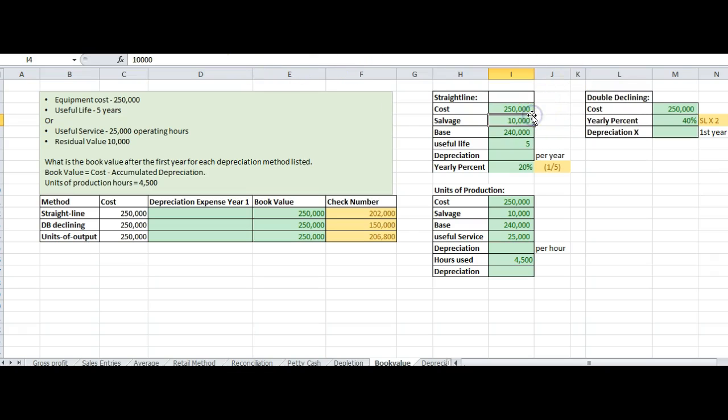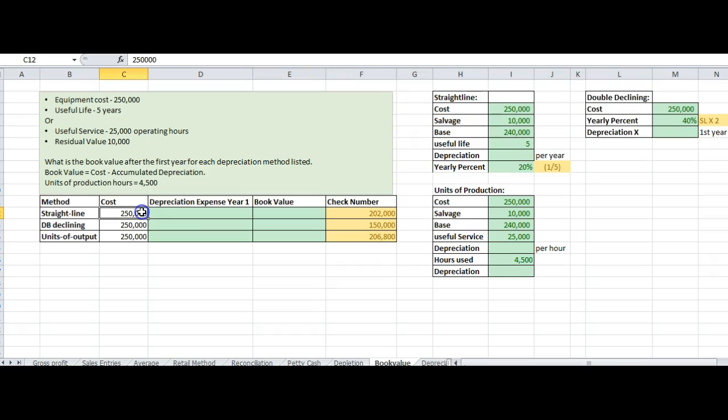Here's your information. You had 250,000 with a salvage of 10,000. That leaves you a base of 240,000 divided by 5 gives you the depreciation per year. You take that depreciation, you slap it in here, and it should give you this should become 202. Actually, I just need to take that out so you're not mistaken.